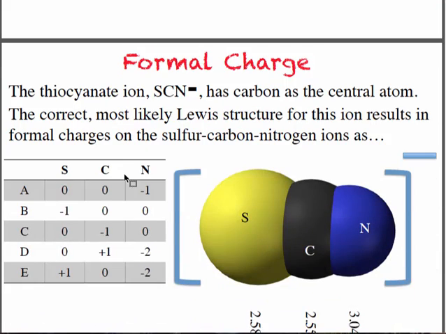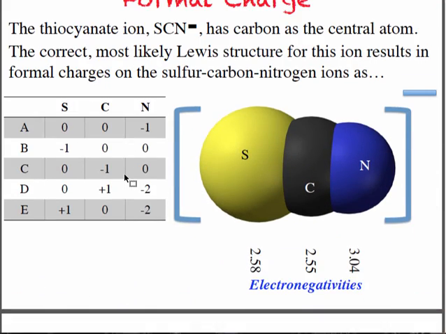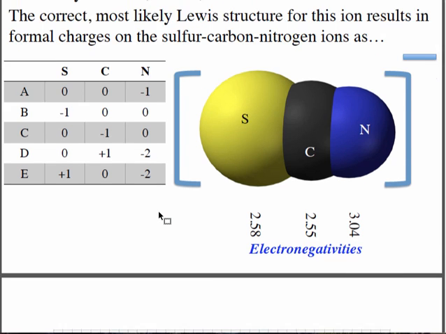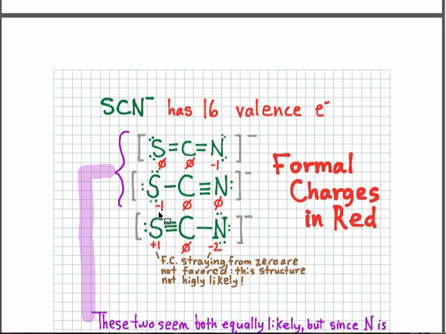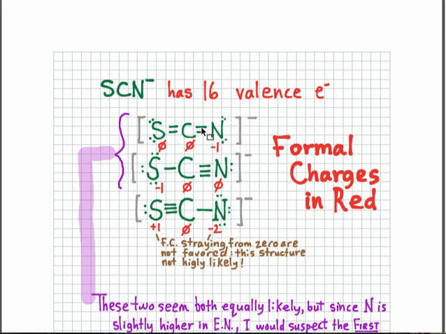Have another example? There's a better example. Here's the thiocyanate ion with associated electronegativities of sulfur, carbon, and nitrogen. What possible Lewis structure gives the best formal charge? I drew one with two double bonds between each carbon, sulfur, carbon, nitrogen, one with a triple bond here, one with a triple bond here, single on the other side.